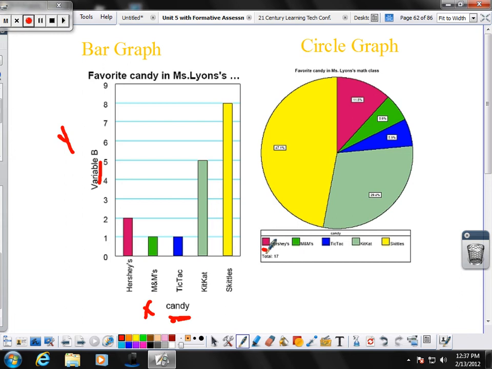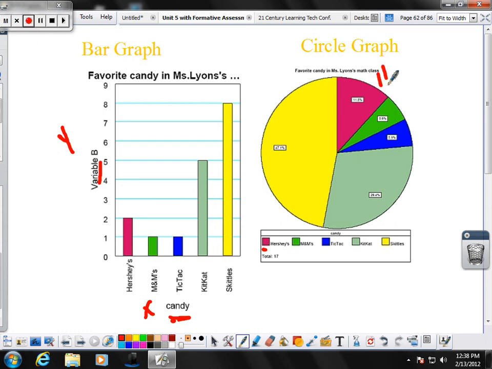Again, we have red, which means Hershey's, green, which is M&M's, blue, which is Tic Tacs, maybe gray, which represents Kit Kats, and yellow, which is the Skittles. You'll notice the big difference here is that in a pie graph, the numbers are not shown. It is percentages. It's a little bit difficult to read, but let's go ahead and do this.